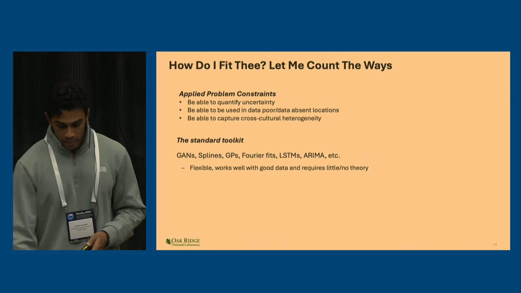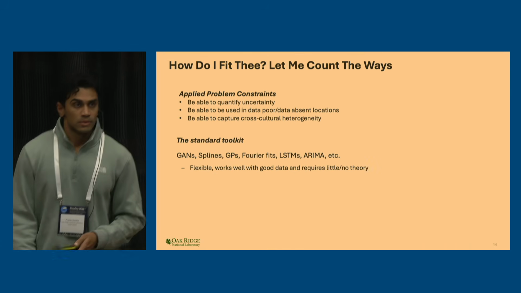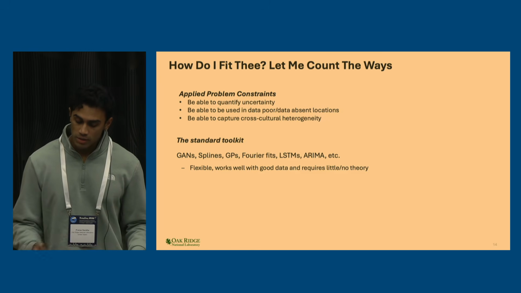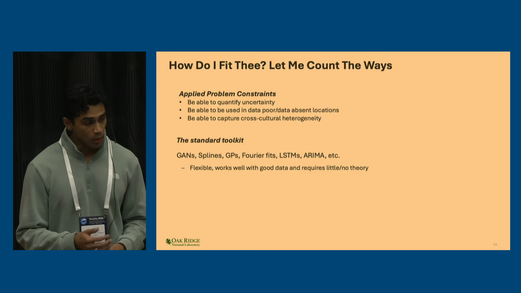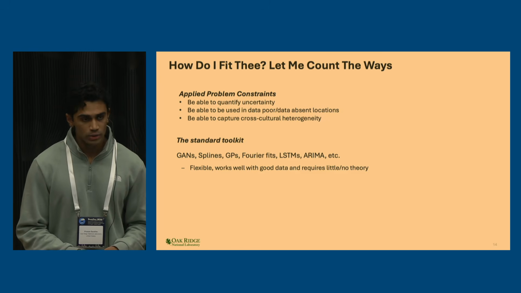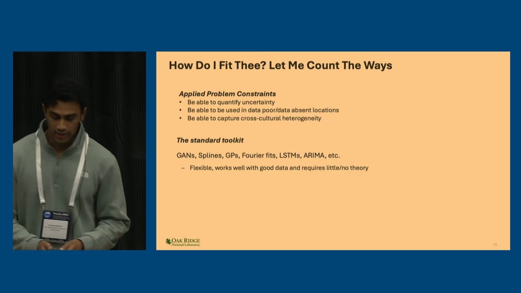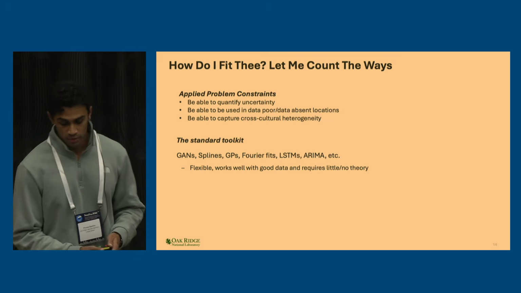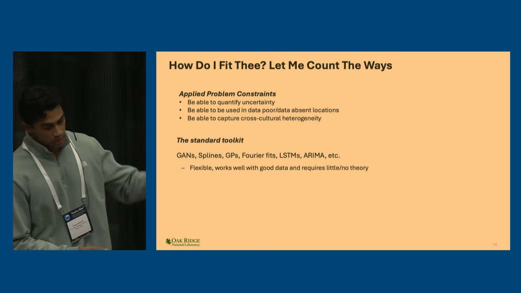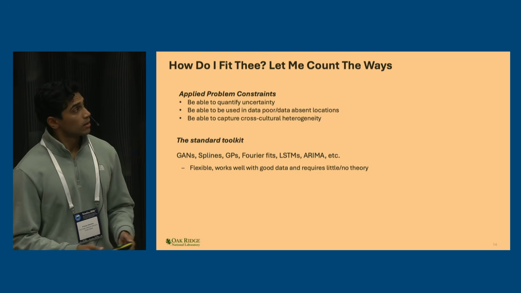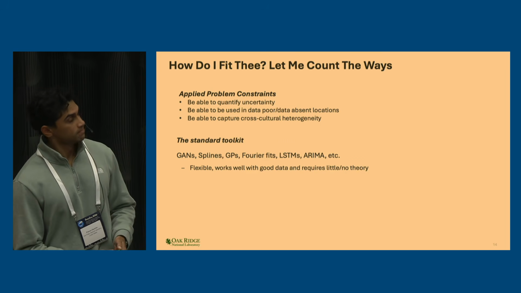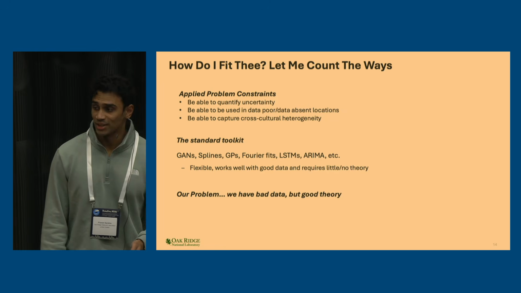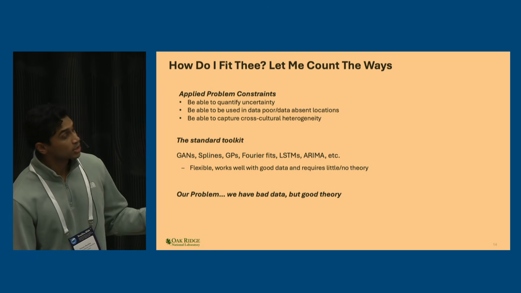So, looking at all that, the constraints here are that we want to capture this cross-cultural heterogeneity, quantify uncertainty, and also be useful in data-poor or data-absent locations. In order to do that, we have these standard approaches where we can fit one of these models, and they'll do great, only if we have good data though. Our problem is that we have bad data. We barely have any data. But we might have some good theory.